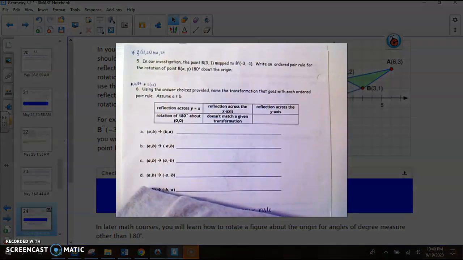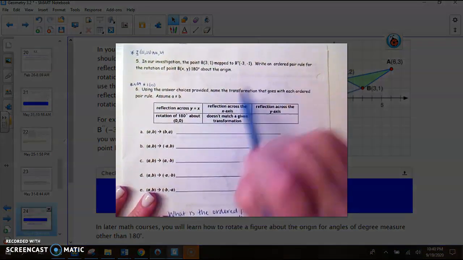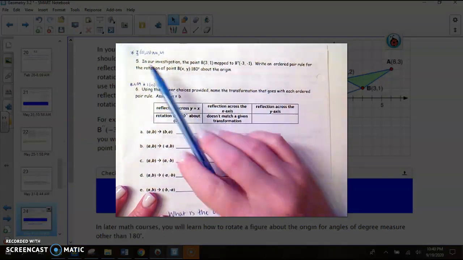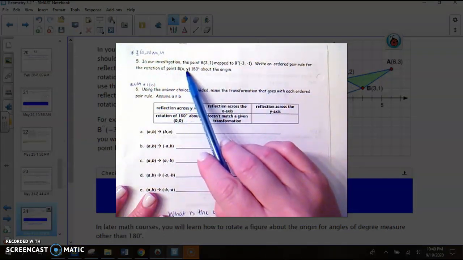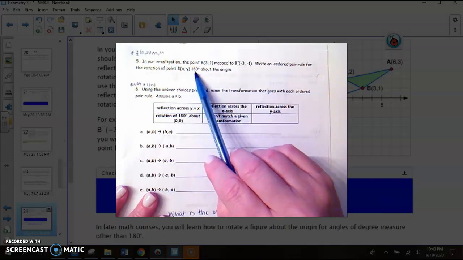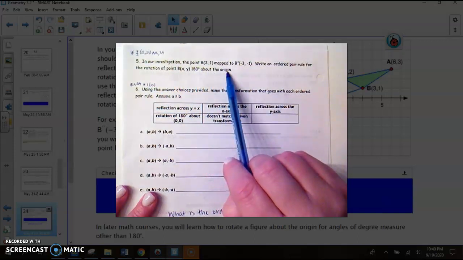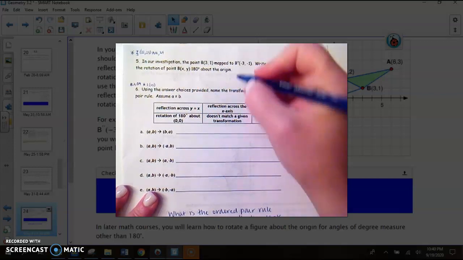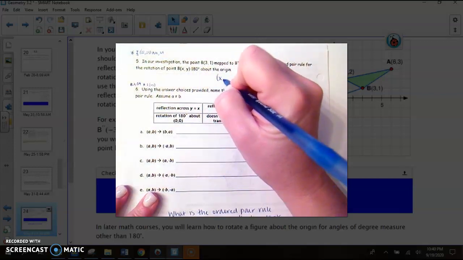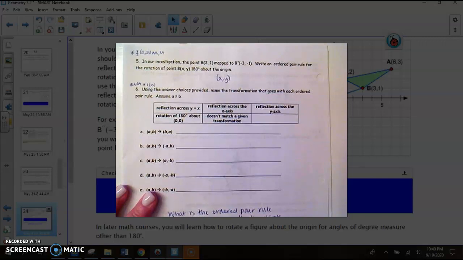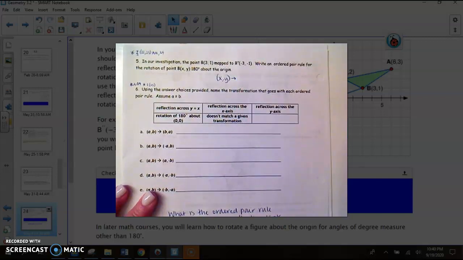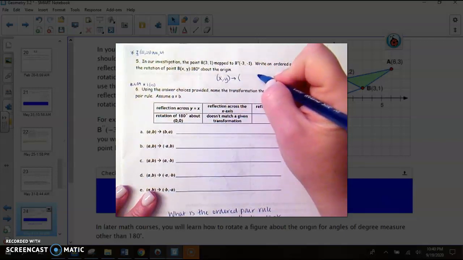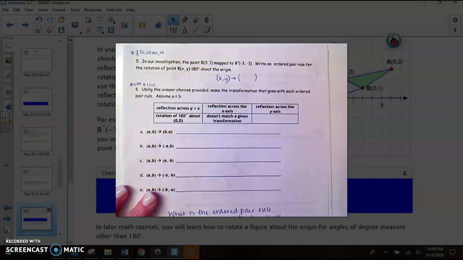So question number 5 on your note says, write an ordered pair rule for the rotation of point B if we just have a general point x, y, and we're going 180 degrees around the origin. So when you write an ordered pair rule, you're always going to start with your generic point x, y. You draw an arrow to show you're mapping it to new points, and then you're going to give the rule. What are you doing to the x? What are you doing to the y?